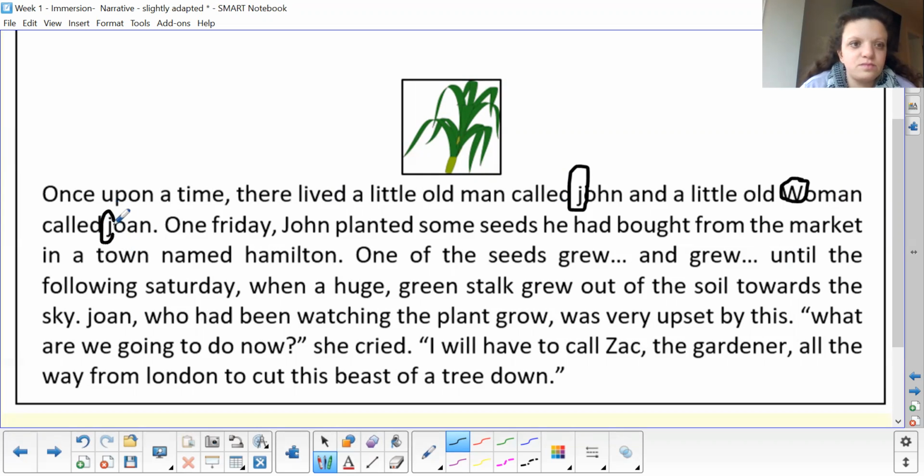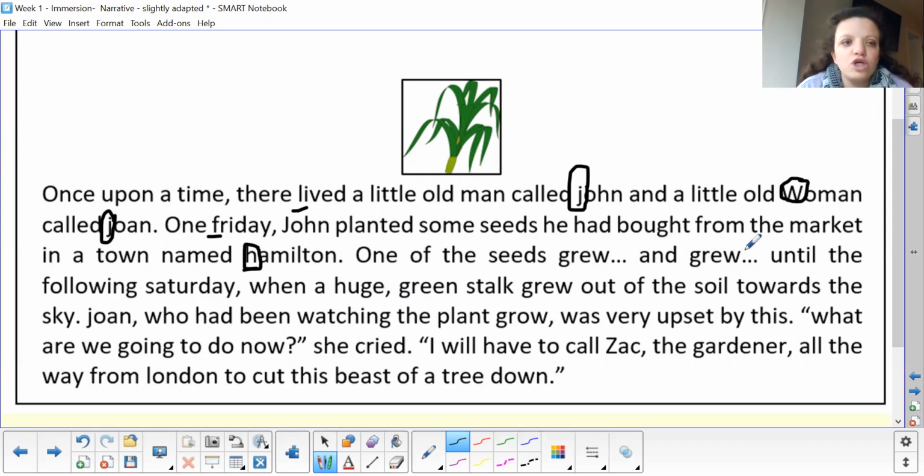Yes, it does. One Friday. Oh, Friday hasn't got a capital letter, and it needs one because it's the name of a day of the week. One Friday, John has got a capital letter this time, well done, planted some seeds he had bought from the market in a town named Hamilton. Which word in here needs the capital letter? It's going to be the word Hamilton, because Hamilton is the name of the town. So let's put a capital, it needs to be a capital H there. Fantastic. Full stop, capital letter, lovely.